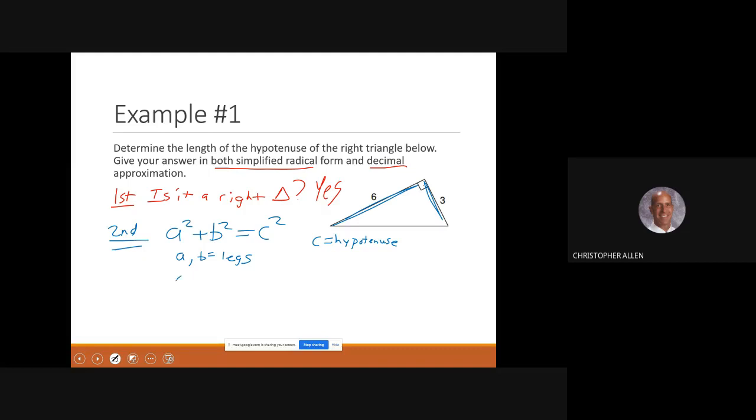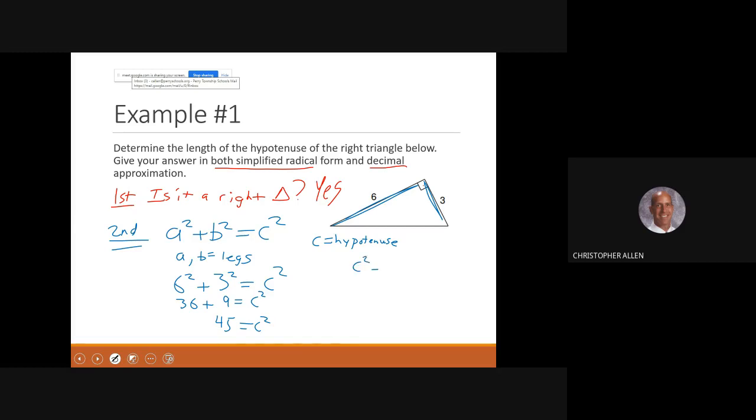In other words, 6 squared plus 3 squared has to equal c squared. By the way, if you don't like the letter C, you could use X or Y or something else. I'm going to use the letter C if that's okay. So now we got to figure out what C is. Well, 6 squared is 36. 3 squared is 9. 36 plus 9, what would that be? I think that's 45. And that's equal to c squared. So now we have c squared is equal to 45.